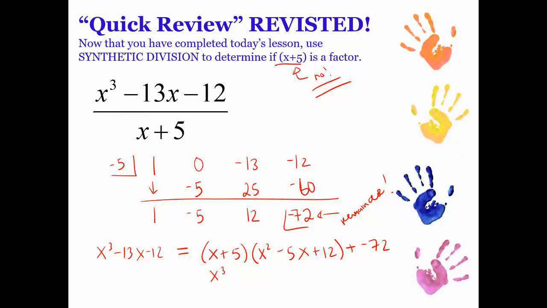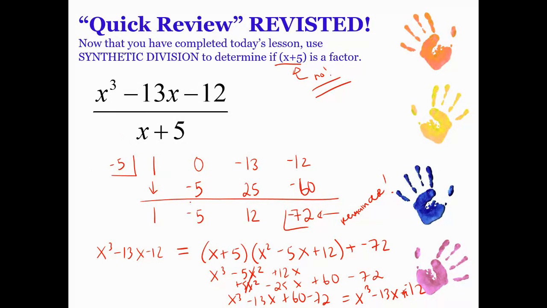Here, let's see. X cubed, I'm going to distribute the x, minus 5x squared plus 12x, and I'm going to distribute the 5, plus 5x squared minus 25x plus 60, right? And then, okay, so let's add, don't forget that you have that minus 72 there. So then it's going to give you x cubed, those are going to cancel, minus 13x plus 60 minus 72. Oh my goodness, x cubed minus 13x plus, nope, minus 12, right? So it's equivalent. It's another way of representing this.